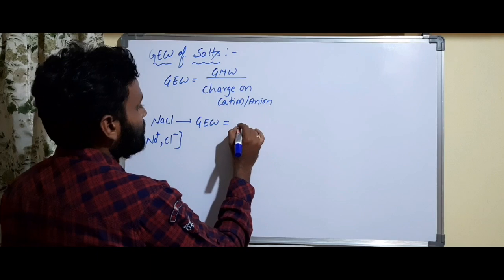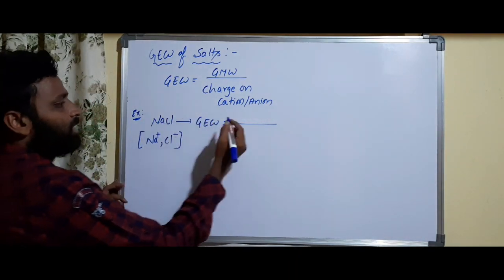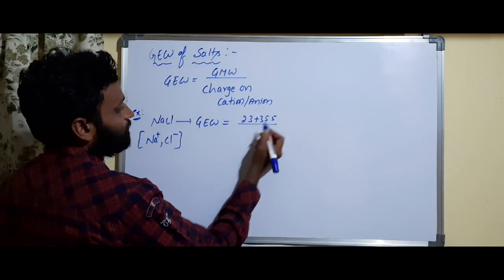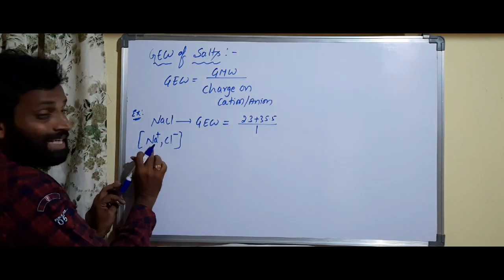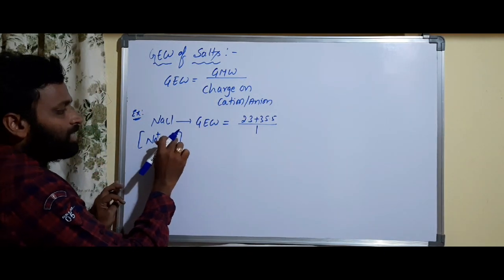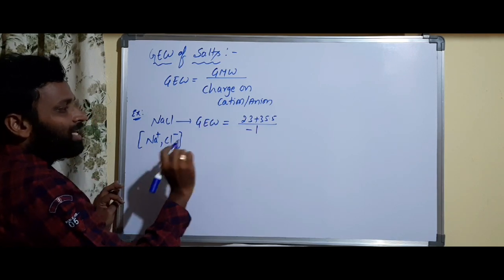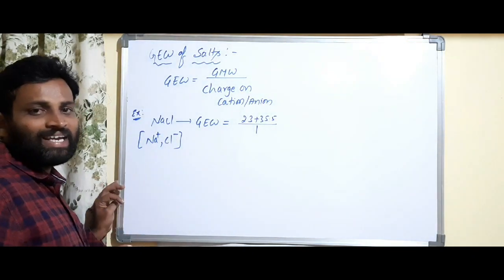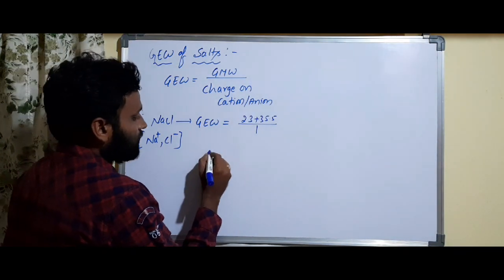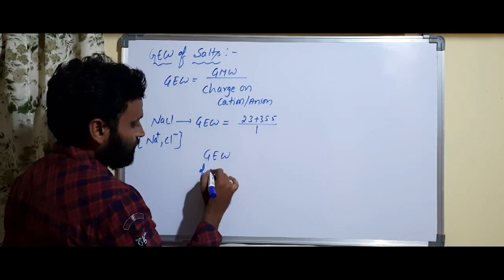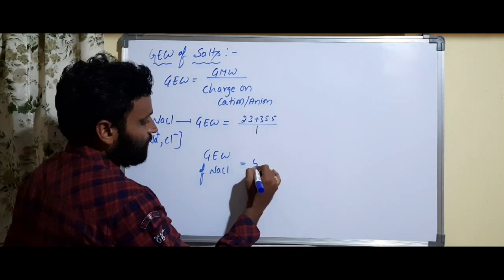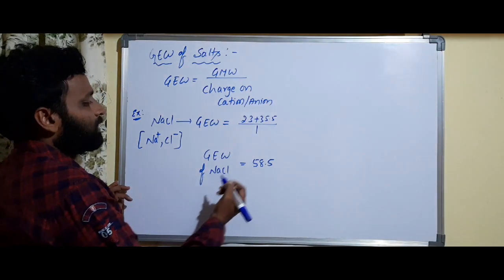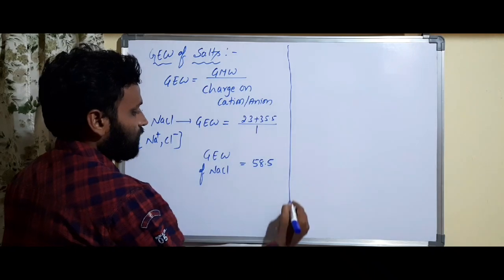So gram equivalent weight is equal to gram molecular weight of NaCl, so 23 plus 35.5, divided by 1 itself. Because Na plus means plus 1, and Cl minus means minus 1, we have to take 1. The answer won't be negative because it's a weight, so you have to take only the magnitude of the charge. Don't consider the sign. So the gram equivalent weight of NaCl is 58.5. Got it clearly?